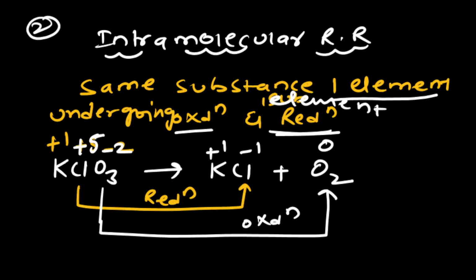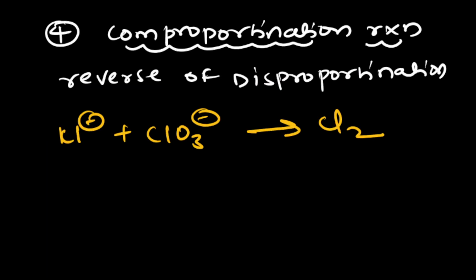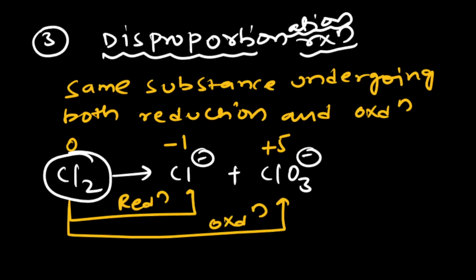But disproportionation reaction means one substance only, the same substance or the same element undergoing oxidation and reduction. But in intra, in the one substance different elements will be there, right? That one is undergoing reduction, one is undergoing oxidation. But here in the case of disproportionation, one element itself undergoes oxidation and reduction.